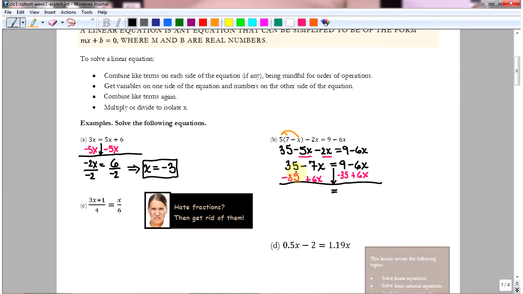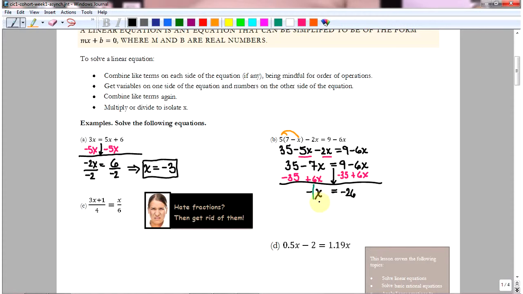Okay, 35 minus 35 is 0. Negative 7x plus 6x is a negative x. You can put that negative 1 there if you need that reminder. Remember, when there's no number in front of the variable, there's an understood 1 that's there. 9 minus 35 is going to give us a negative 26. And then the 6x's cancel out.